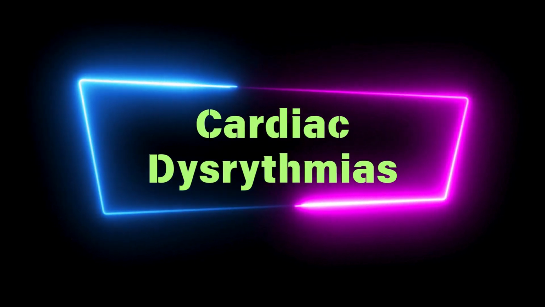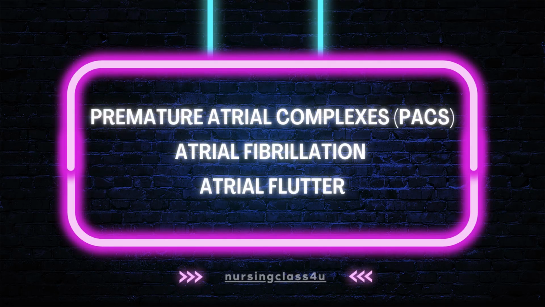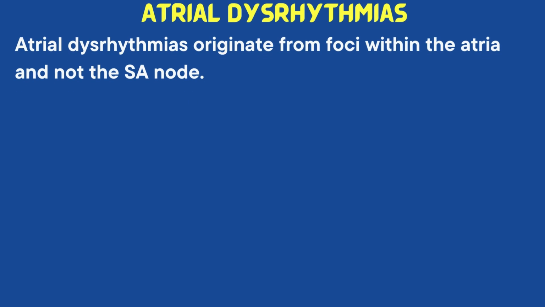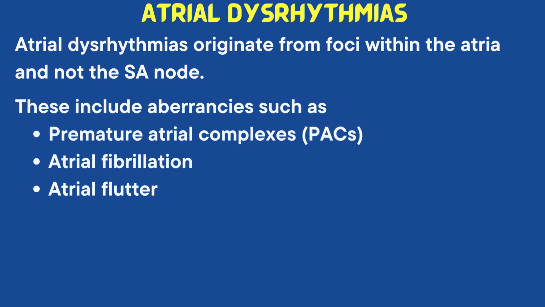This is the continuation of cardiac dysrhythmias. In this video, we will cover atrial dysrhythmias. Atrial dysrhythmia originates from foci within the atria and not the SA node. It can originate from anywhere in the atria, not from the SA node. These include aberrancies such as premature atrial complexes, atrial fibrillation, and atrial flutter.